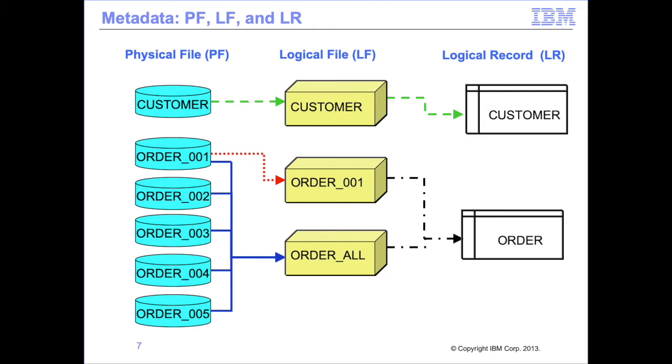A logical record for a customer is used to map data to a customer logical file. The customer logical file refers to data in a customer physical file. An order logical record is used to map data from a logical file named order_001, which refers to data in a single physical file named order_001. The order logical record can also be used to map data from a logical file named order_all. Order all refers to a collection of order physical files.